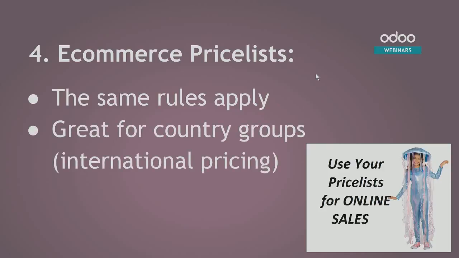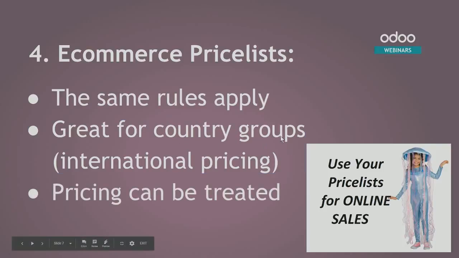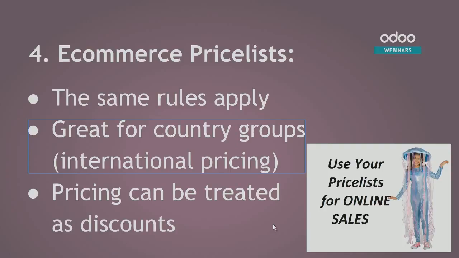In other words, you can tie a price list to a customer, or you can tie a price list to a country code or some sort of international location. It works really well for international pricing, I would say, typically. We ourselves at Odoo.com use price lists to give people different pricing depending on what continent they're in. And also, the pricing can be treated as discounts if you want. So I'm going to show how that is displayed.